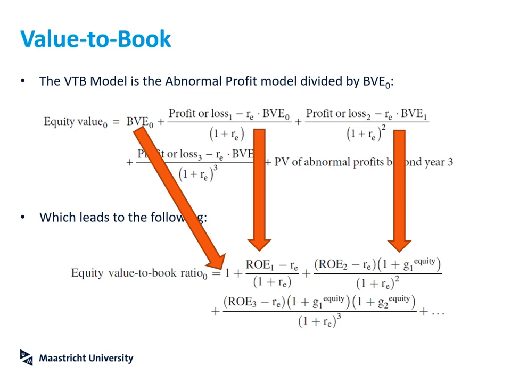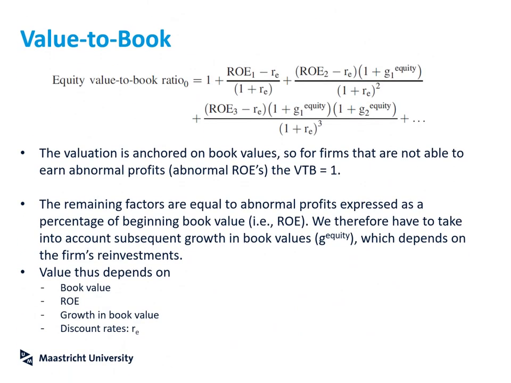And the same is true for later years. So the abnormal ROE earned in the third year is earned on a book value that has grown in period 1 and a book value that has grown in period 2. So that's what you still have to incorporate in this equity value to book ratio in the calculation of that. If you earn a certain abnormal ROE, in later years we have to take into account that this is earned on a book value that has grown over time. Which is also what you see here.